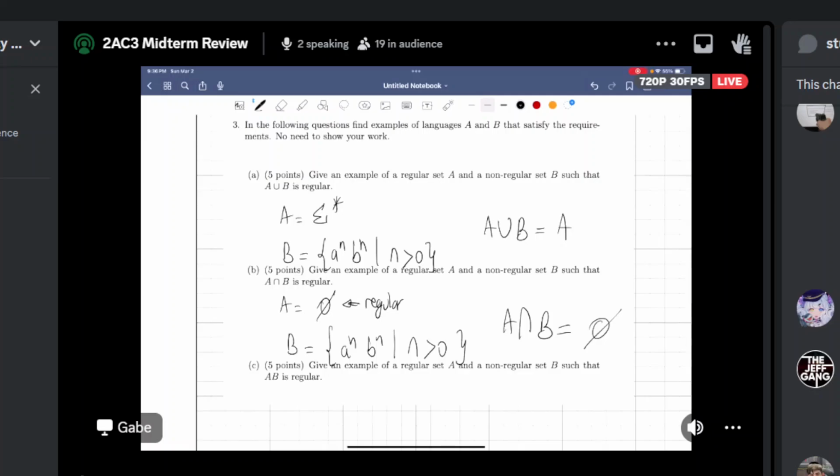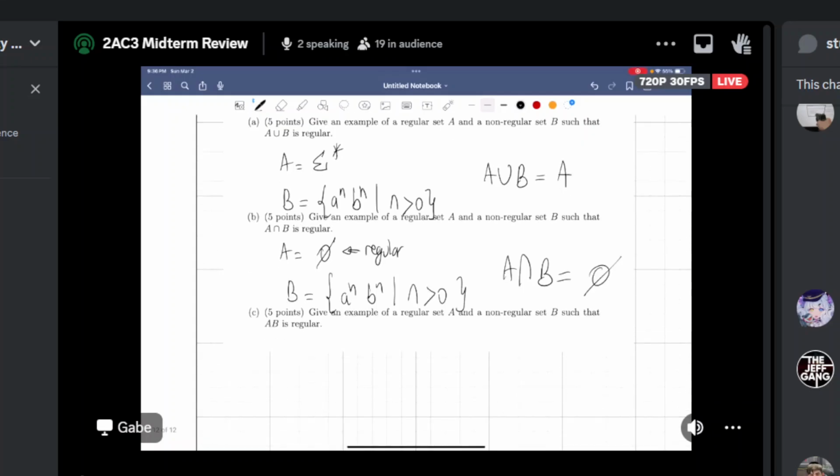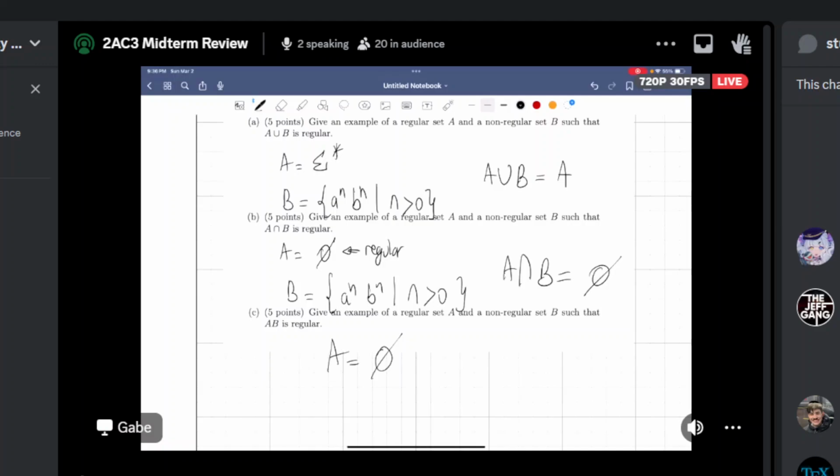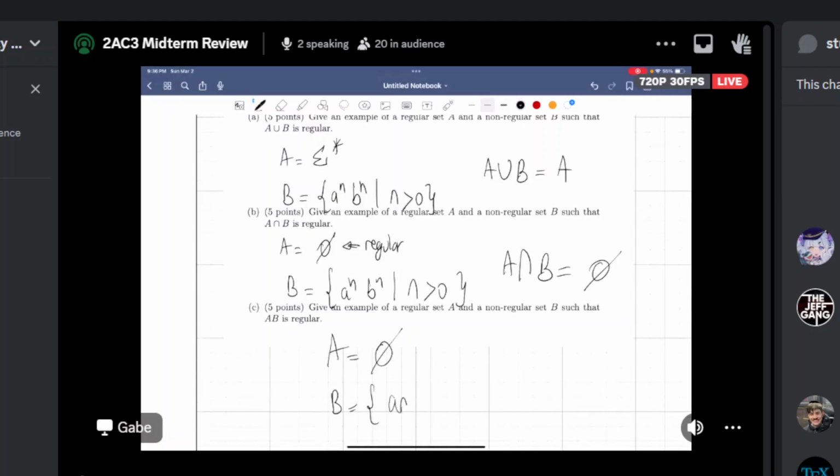Give an example of a regular set A and a non-regular set B such that AB is regular. Oh, what do you know? Oh my god, we do the same thing again. This is really tough. I literally looked at this page and I laughed when I saw this was the front page. I'm like, oh, I don't know what we're gonna get. Whoa.